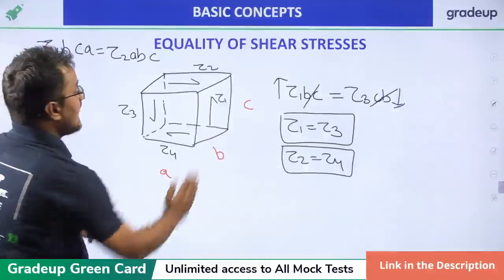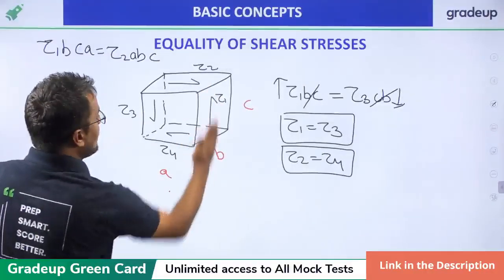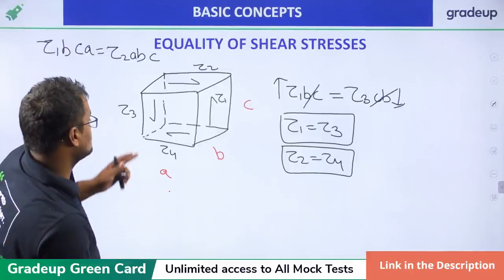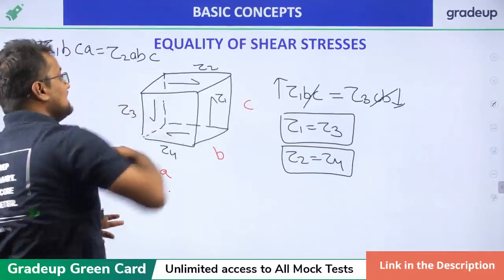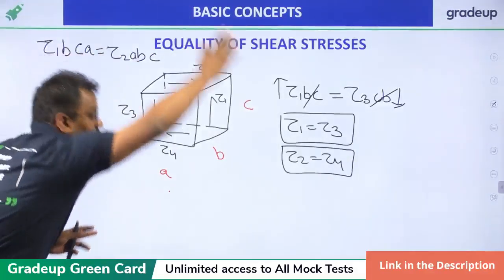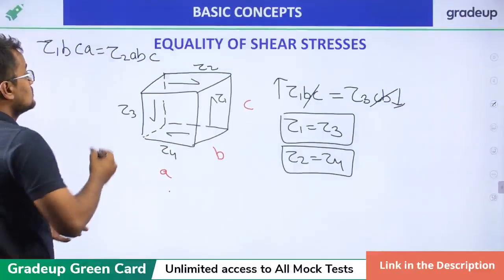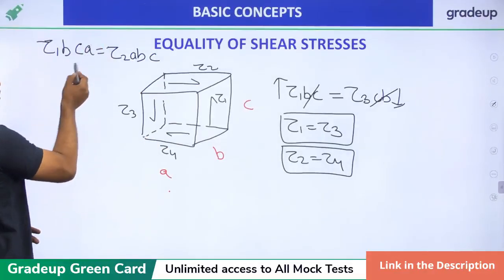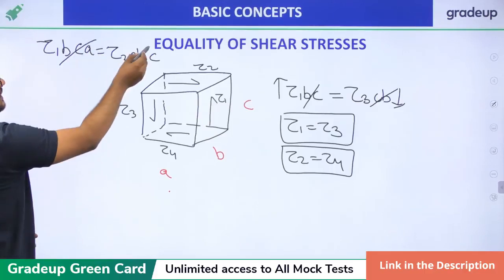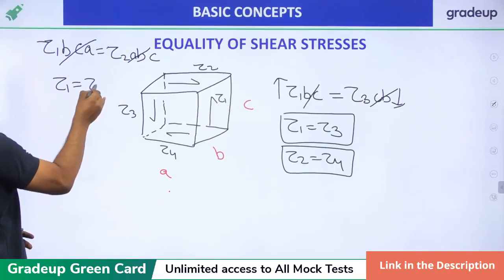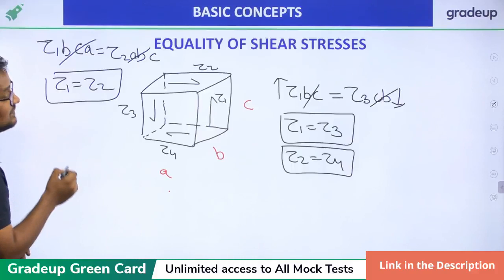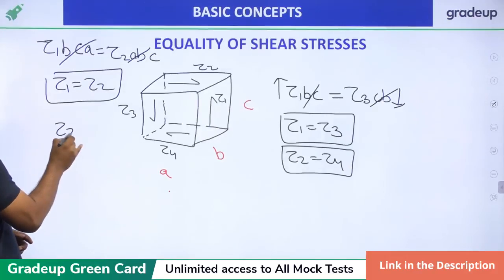So this tau 1 is rotating this body anti-clockwise, and this tau 2 will be rotating the body in clockwise. So both should be equal for equilibrium. Then ABC is cancelled. Therefore, tau 1 is equal to tau 2. And similarly, tau 3 equals tau 4.